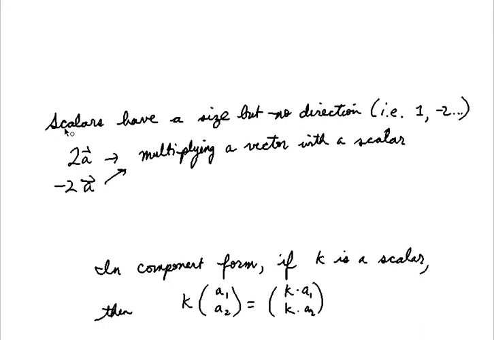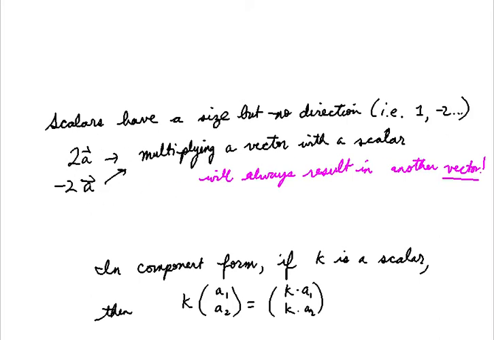If you want to write that down in your notes, you could say scalars have a size but no direction. They look like this. And so when I do 2 times a vector, I am multiplying a vector with a scalar. And here's the key point: scalar multiplication always results in a vector. Multiplying a vector with a scalar will always result in another vector. So if somehow you do your math and you end up with a single number, a scalar quantity, you know you've done something wrong.